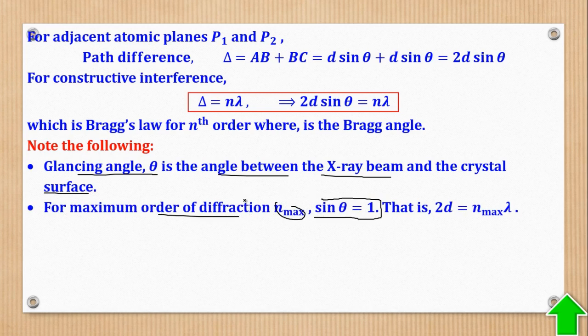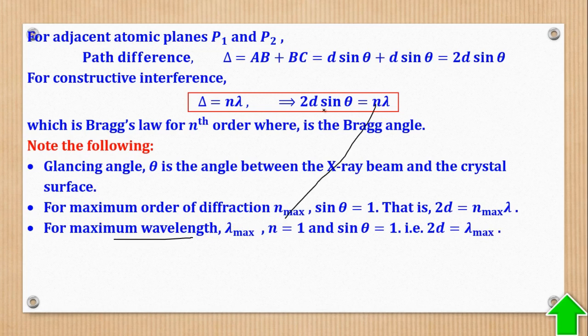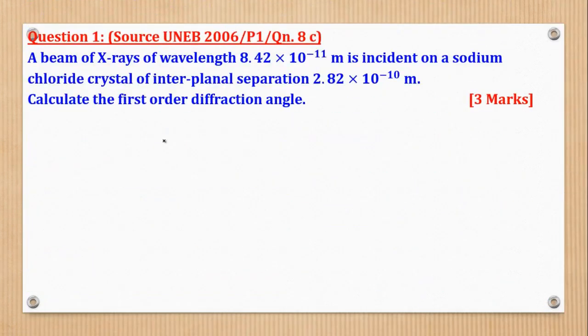So when they tell you that the order of diffraction is maximum, what you need to remember is that sine theta is equal to 1. What does that mean? It means that from this equation, we shall come up with 2d equal to n max lambda. Another point is that for maximum wavelength, lambda max, n is equal to 1 and also sine theta is equal to 1. That means that from this equation, it now becomes 2d equal to lambda max. So with that formula, we shall go through these questions.